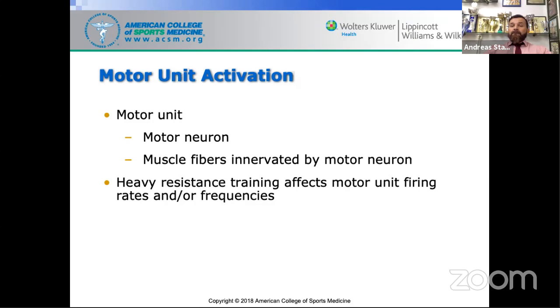Now, if you lift heavy, that affects the amount of motor units that are going to get activated and the frequency. How many times is the same unit going to fire? Just once and then relax? Once, and then again, 3 times, 4 times, how many times? That depends on how heavy we're lifting, for example.